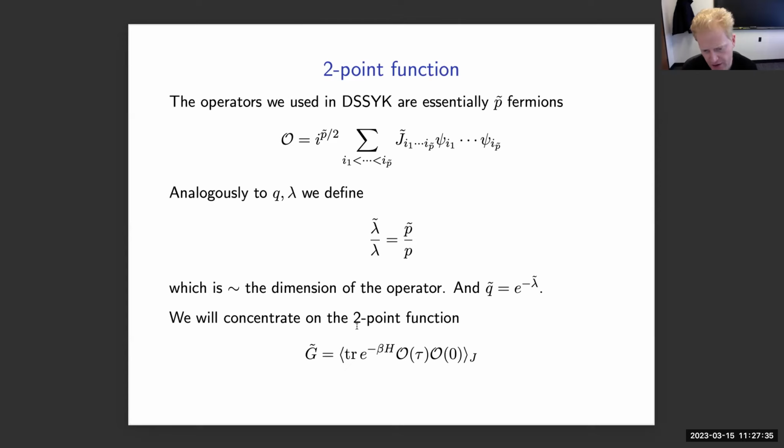And then we'll look at the two-point function. Here I consider the unnormalized two-point function, so that's why it's denoted by G tilde. And at the end, of course, we need to divide this by the partition function. This is the two-point function of an operator at time 0 and an operator at time tau.